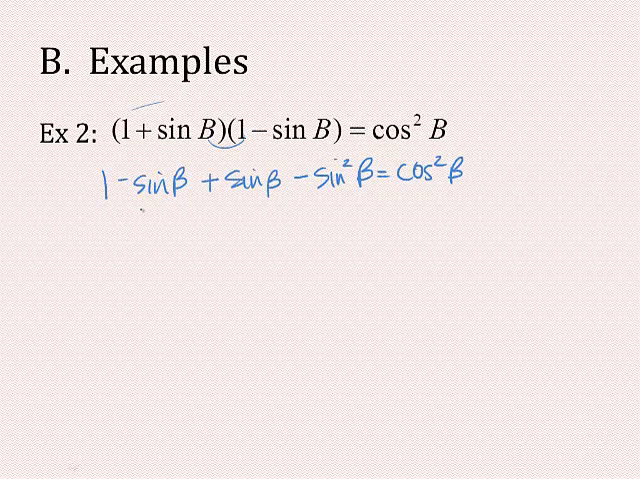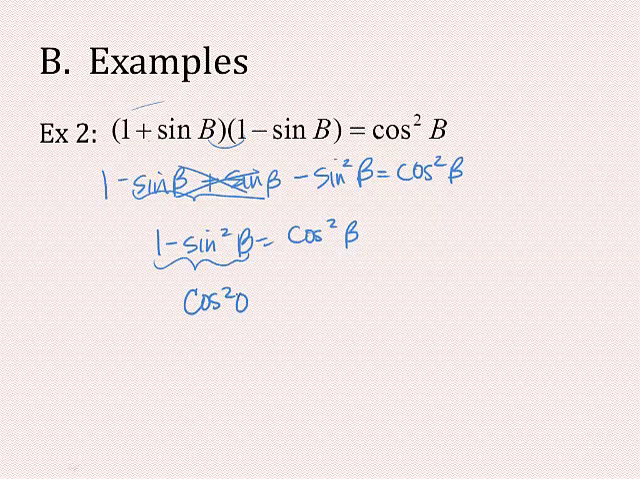Okay? Now, look, it's a difference of squares, isn't it? So these two cancel out, and what do I have left? 1 minus the sine squared of beta equals the cosine squared of beta. That is one of your identities indeed. So you can replace 1 minus sine squared of beta with cosine squared of beta. Sorry.